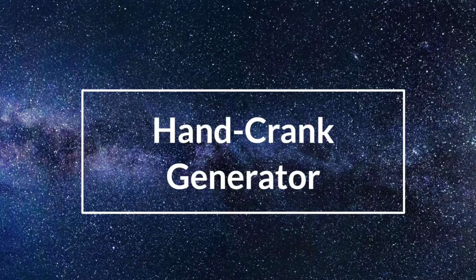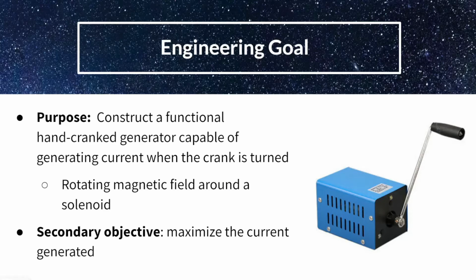This is our project, the Hand Crank Generator. The goal of our project was to construct a functional hand crank generator capable of generating current when the crank was turned. This was done by constructing a rotating magnet that would rotate around a solenoid, which would create a potential difference and create current in the wire loop through EM induction. It would create an alternating current, which was converted into direct current with a full wave rectifier.